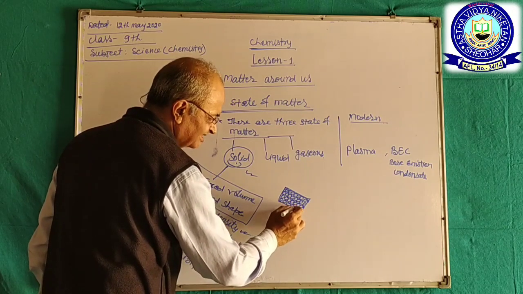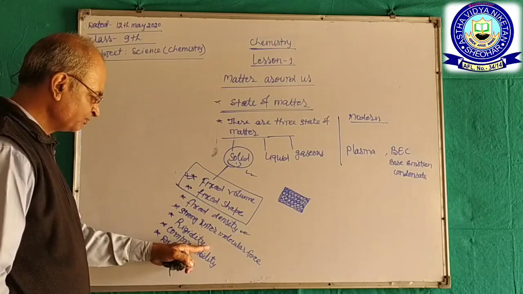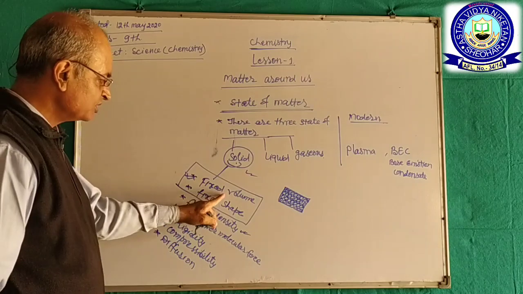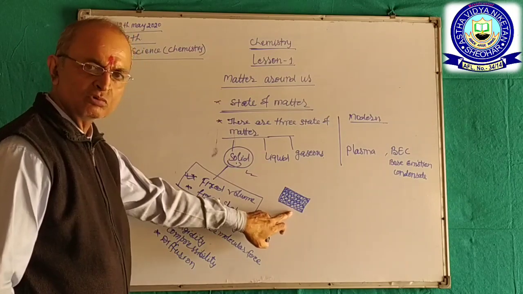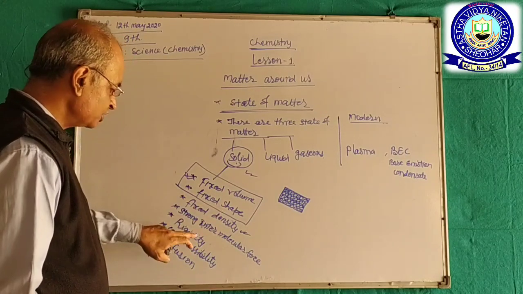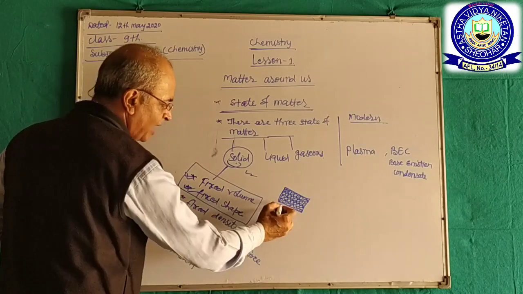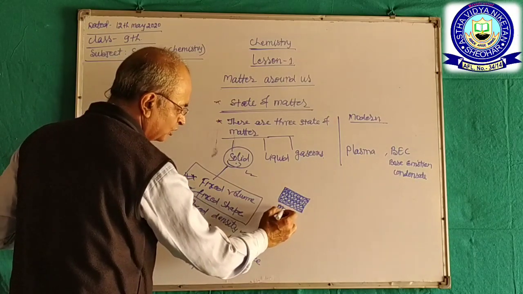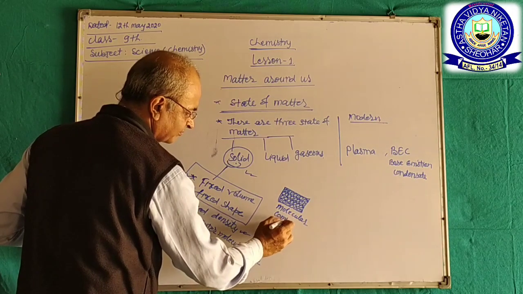and because of this they have rigidity and they have fixed shape. Due to that compactness of molecules in them, they show fixed shape and rigidity. These two characters are because of the molecular compactness.